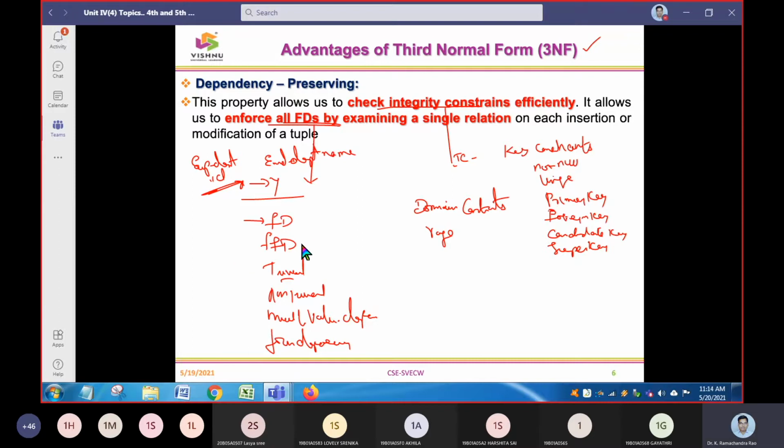Fully functional, all non-key attributes depend on the key attribute. Trivial, we say it has self loops. Non-trivial, no self loops. Multi-valued, one attribute is dependent on another attribute, and is also dependent on the first one, but there is no relationship between the second and third one. Join dependencies talk about selection, projection with Cartesian product, etc.